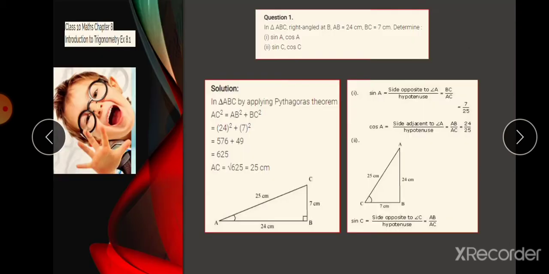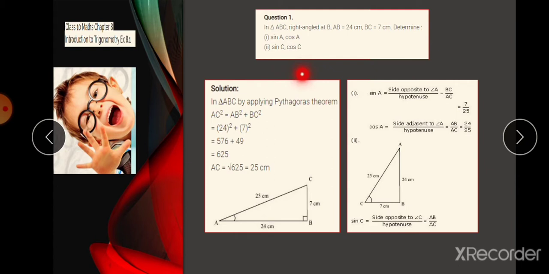So what is the first question here? The first question shows a triangle ABC, right angle at B, AB equal to 24. AB is how much given? 24 centimeter and BC is 7 centimeter. Determine sin A, cos A and sin C, cos C.